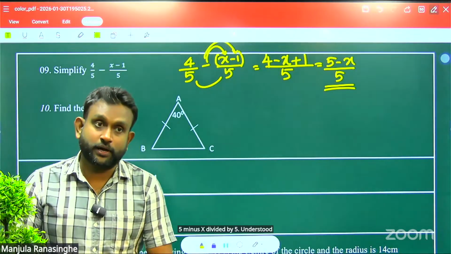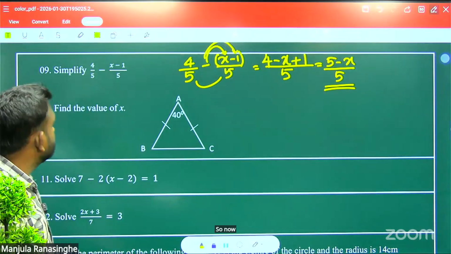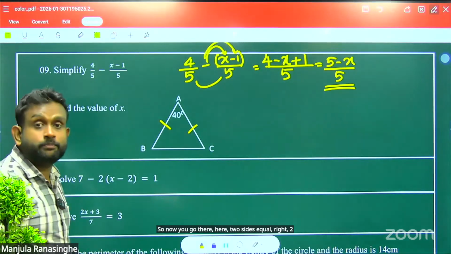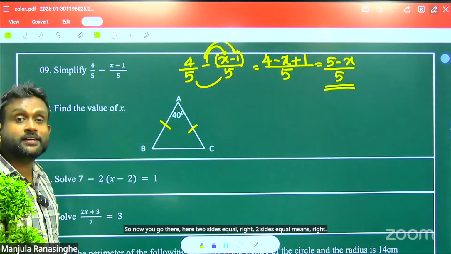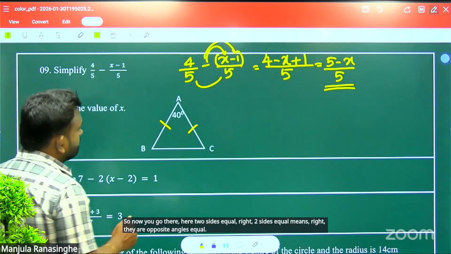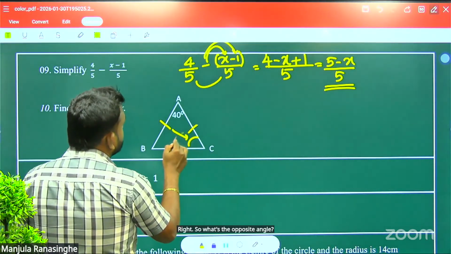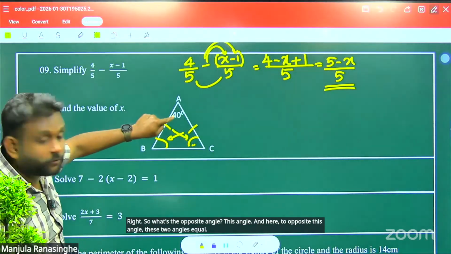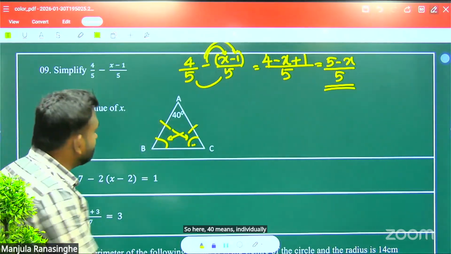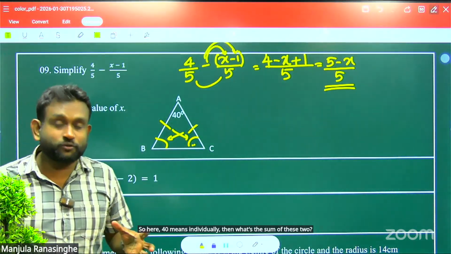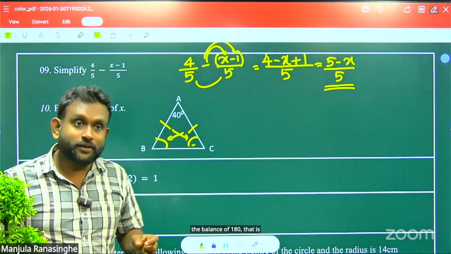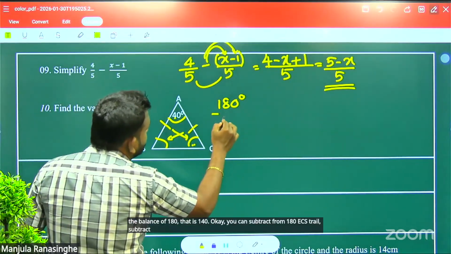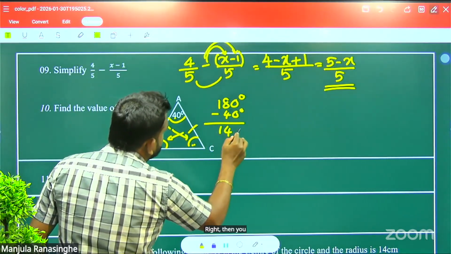Understood? Right. So now you go there. Here two sides equal, right? Two sides equal means they are opposite angles equal, right? So what's the opposite angle? This angle, and here to opposite this angle. These two angles equal. So here 40 is given, then what's the sum of these two? The balance of 180, that is 140. Okay, you can subtract from 180, easiest way. Subtract this 40 given, right? Then you got 140 degree.